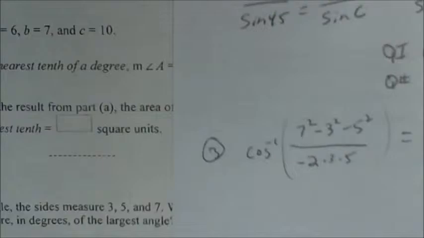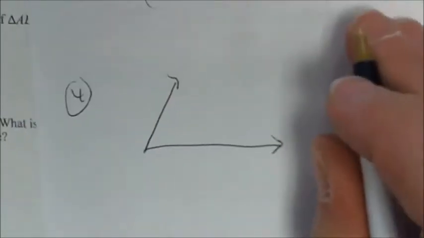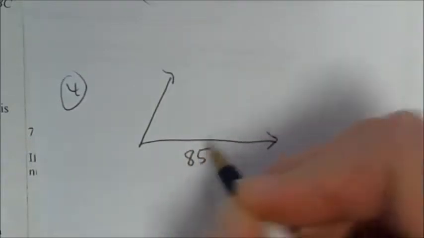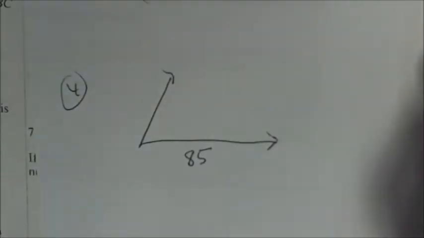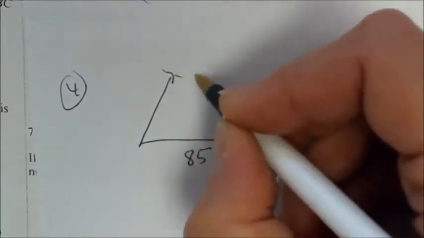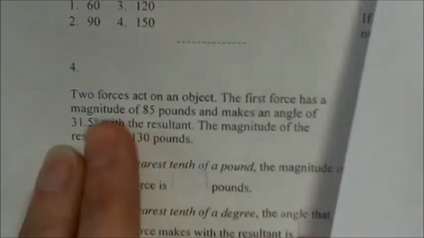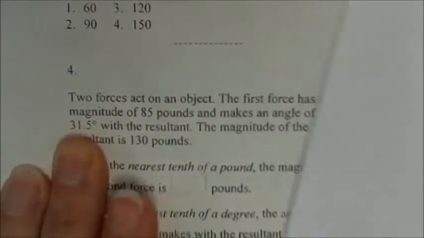Number 4, the forces question. When you have a forces question, it says 2 forces act on an object. So here are your 2 forces. And the first force has a magnitude of 85 pounds. They don't tell you which force it is, so I'll just put it on the bottom. And it makes an angle with the resultant. This is question number 4. Makes an angle with the resultant of 31.5.